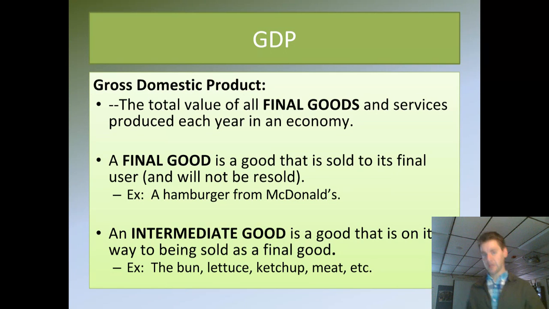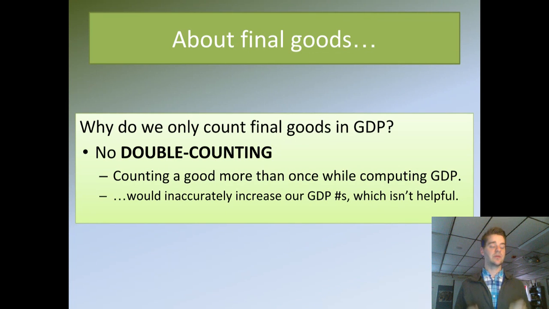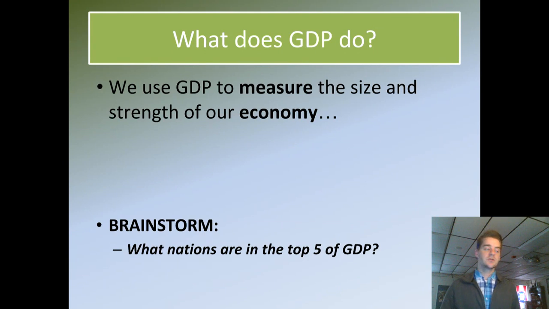The reason why we don't count it when it's still in its pieces as an intermediate good is because it would create what we call double counting, which is when we've taken the same thing and counted it multiple times. So we count that hamburger when it's sold to you, but if we also had counted it when it was in different parts, the bun and the cheese and the meat and the ketchup, we've counted essentially the same thing more than once. And that's going to give us inaccurate GDP numbers, which really isn't very helpful. So we only count the final goods. So question, what does GDP do?